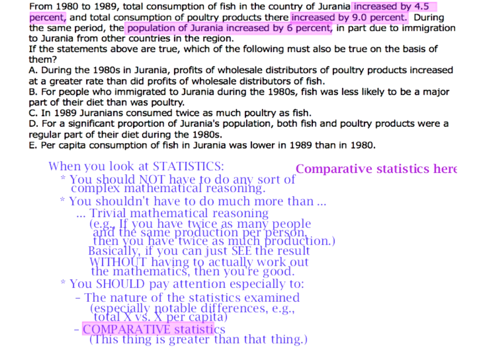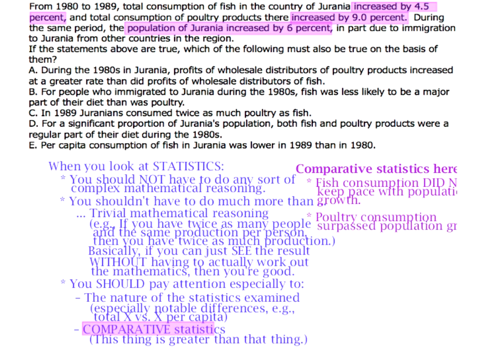The first one is that fish consumption did not keep pace with population growth. Poultry consumption did. In fact, poultry consumption increased at a rate that surpassed population growth. Okay, those are the only two things that are terribly worth noticing here.